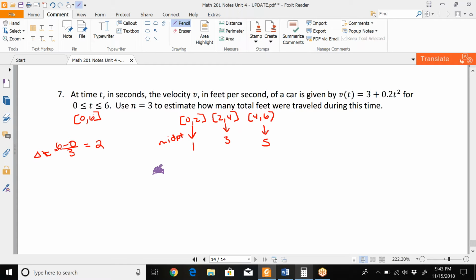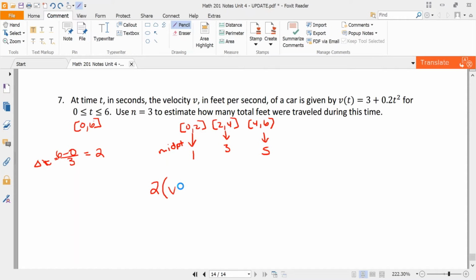So then we need to do 2, because that's delta x, times f of 1 plus f of 3, or I should call these v, I guess. Let's go ahead and be correct with our notation, since this is velocity, not f of x. So v of 1, v of 3, and v of 5, and we're adding those together. Because remember, this is just computing individual areas of each rectangle if we actually drew them out.